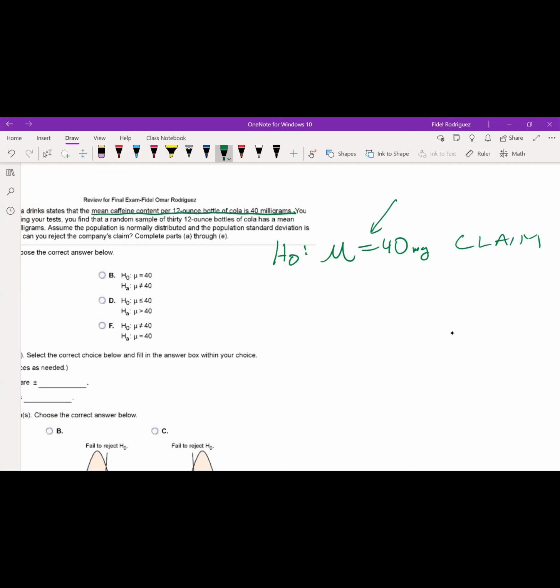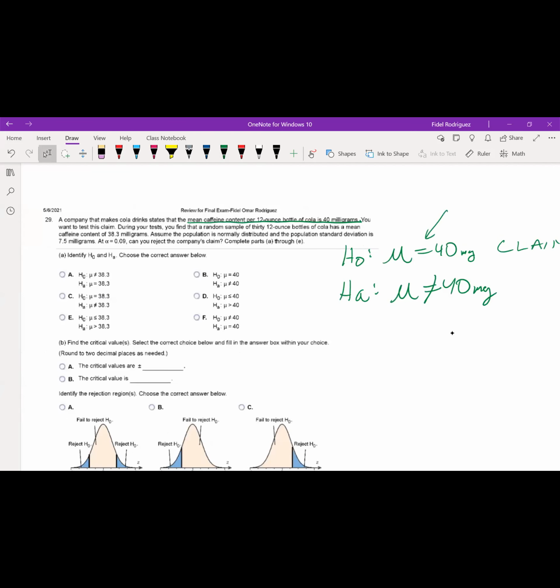So now what we're going to do is we're going to say, okay, identify the H0 and the HA and choose the correct answer below. So guys, what I'm doing here is I'm looking at what I wrote right here, and I want to compare it to my choices A, B, C, D, E, or F. Anybody know which one it would be? Anybody want to throw an answer in the chat box if you know which one it is? So for what we wrote there, B. There you go. Good. Perfect, guys.